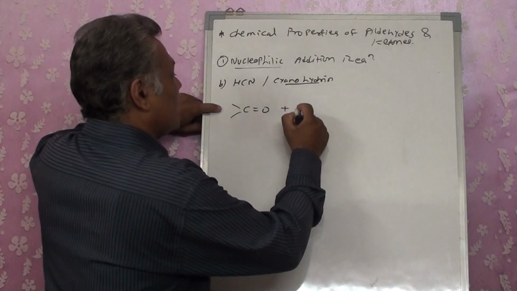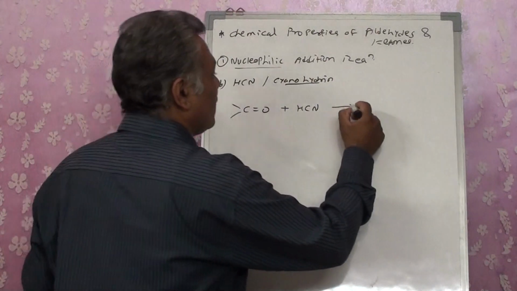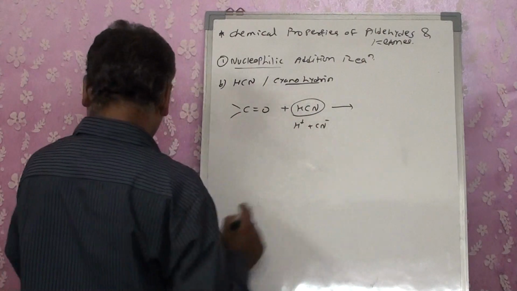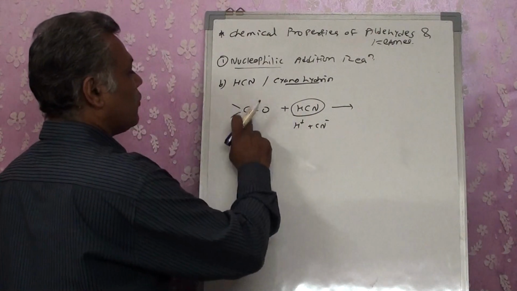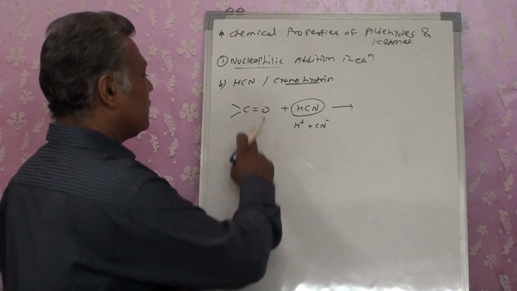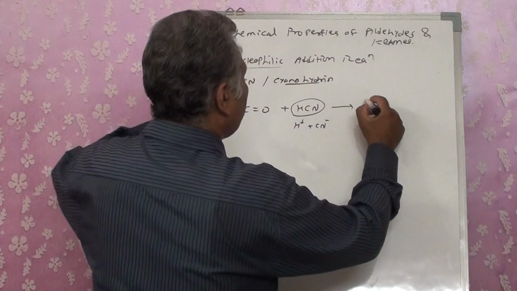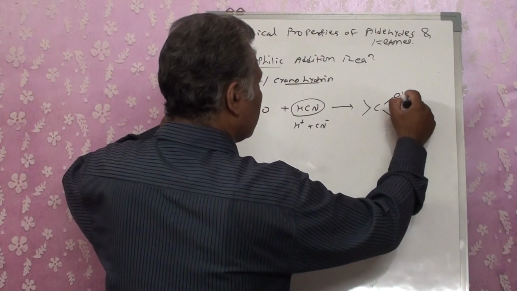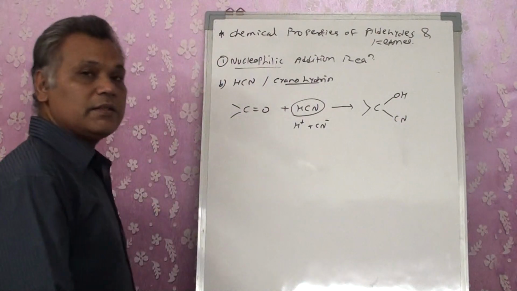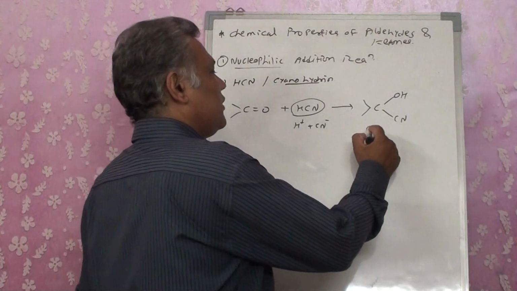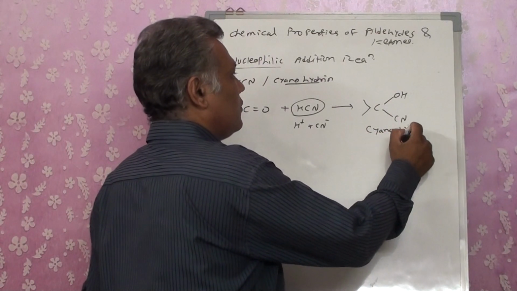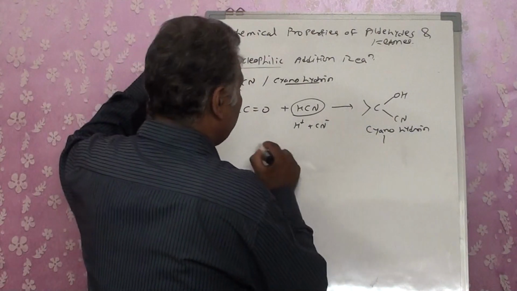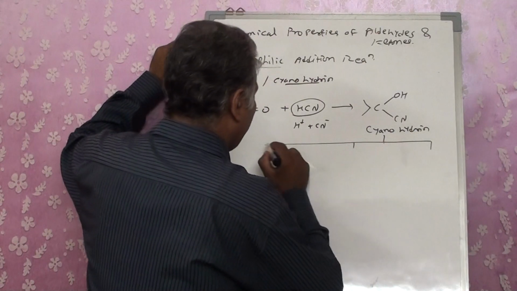If it is reacted with HCN, then this HCN is going to ionize as H plus and CN minus. CN minus being a nucleophile will attack onto the carbonyl carbon, and hydrogen will go onto the oxygen, giving the compound with C, OH and CN. This particular compound is known as cyanohydrin. This cyanohydrin, these are additional reactions that you will have to remember.